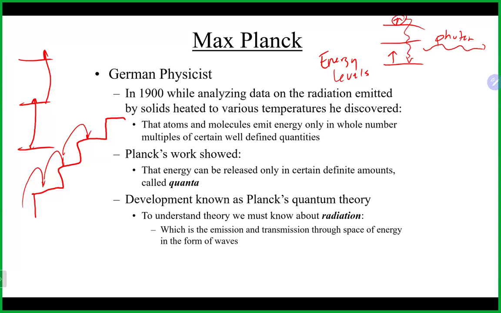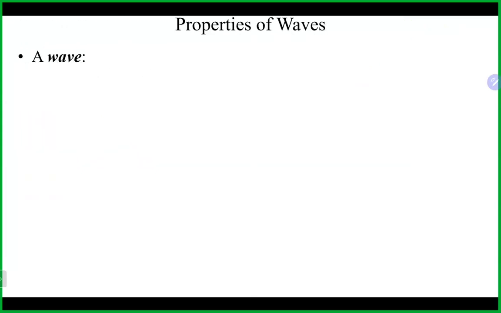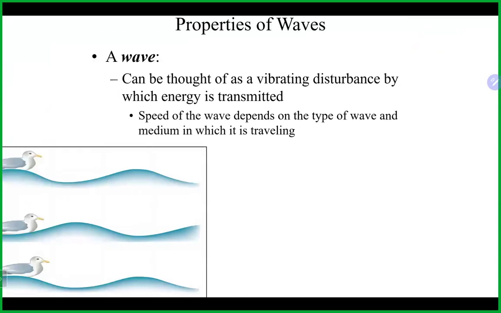And radiation basically is the emission of energy in the form of these waves. Again, basically the energy is going to be transformed through space in the form of waves, which carry a specific wavelength and energy associated with it. So when we talk about that, let's talk a little bit about some properties of waves.